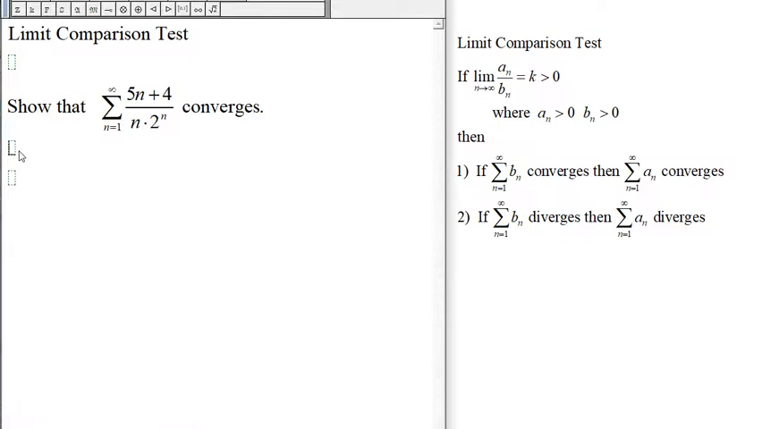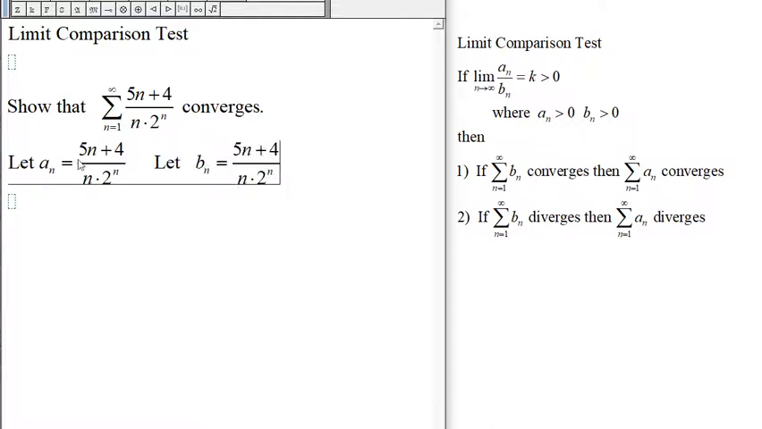And so right here we will let a sub n be the given sequence right here. And then we just let b sub n be something similar. So here we can just let b sub n be this, just drop the 4. And then next we need to show that the limit of a sub n divided by b sub n is equal to a real positive finite number.